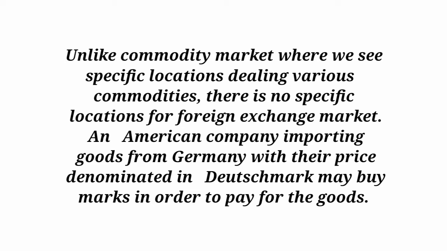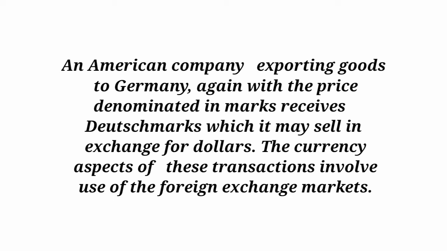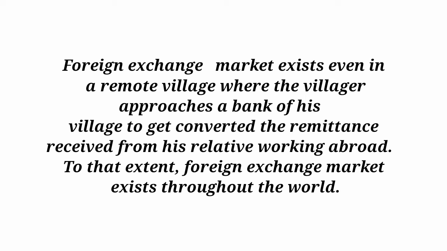An American company importing goods from Germany, with their price denominated in Deutsche Mark, may buy marks in order to pay for the goods. An American company exporting goods to Germany, again with a price denominated in marks, receives Deutsche Marks, which it may sell in exchange for dollars. The currency aspect of this transaction involves use of the foreign exchange market. It exists even in a remote village, where the villager approaches the bank of the village to get converted the remittance received from his relative working abroad. To that extent, the foreign exchange market exists throughout the world.